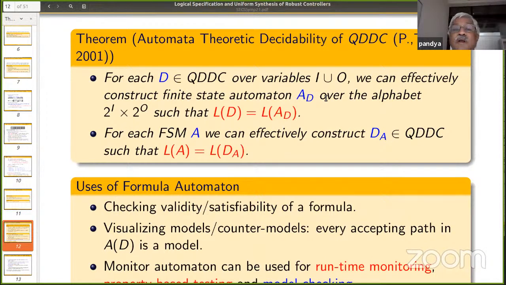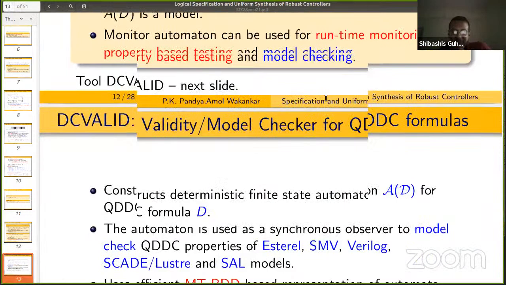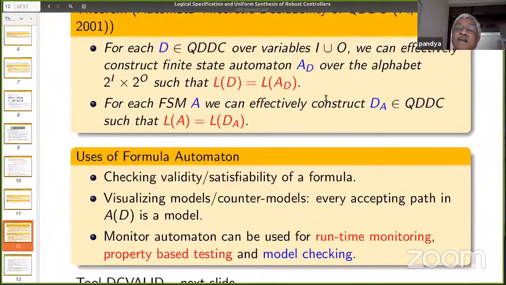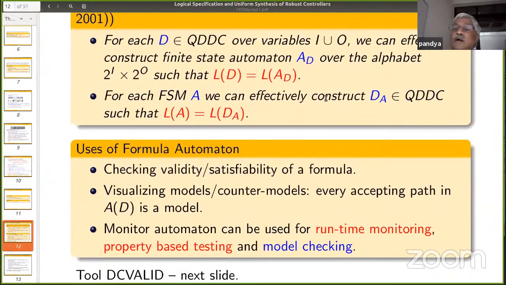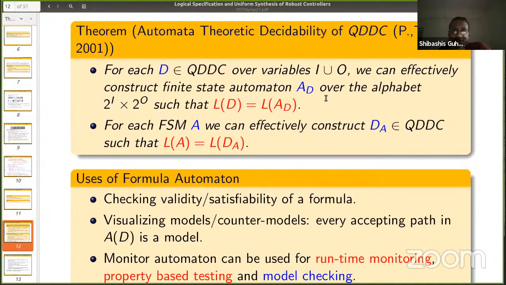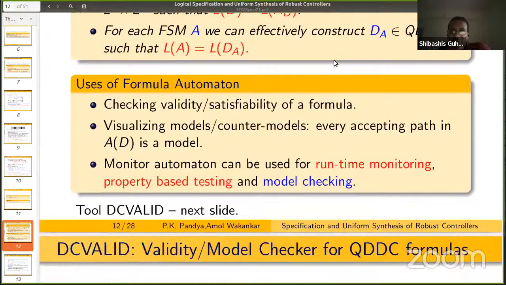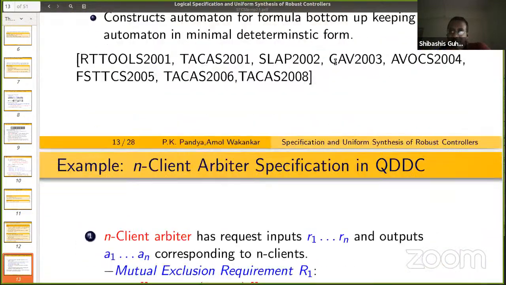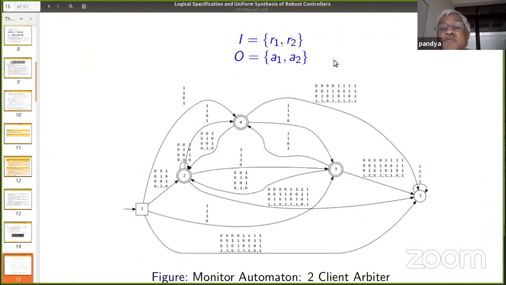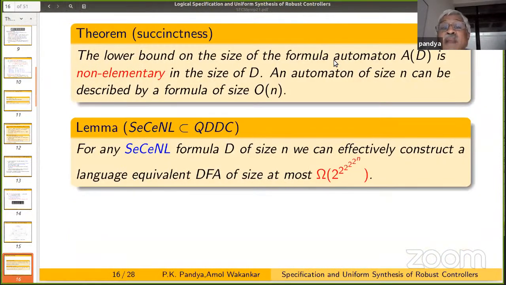Shibashis. Okay. So, for example, theoretically, MSO can do everything that we can do. You can just treat it as syntactic sugar on top of MSO. If you want to do that, that's fine. And then if I ask this question regarding the succinctness, is this QDDC more succinct when compared to MSO? No, both have the same.